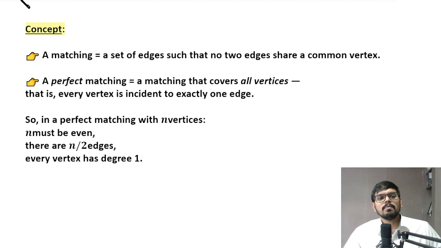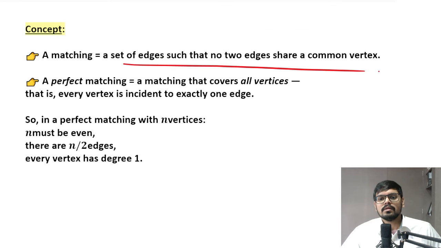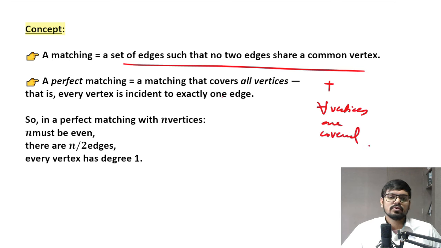What is a perfect matching then? This thing plus one more criterion: all the vertices are covered. So a perfect matching means a matching that covers all the vertices, that is, every vertex is incident to exactly one edge. No need to worry about this now. In examples we'll see and come back to this definition again, but for now simply we can say it should be a matching plus the edges should cover all the vertices.